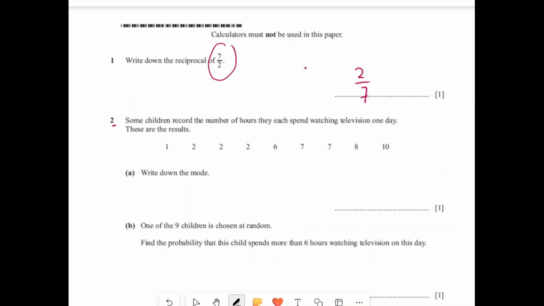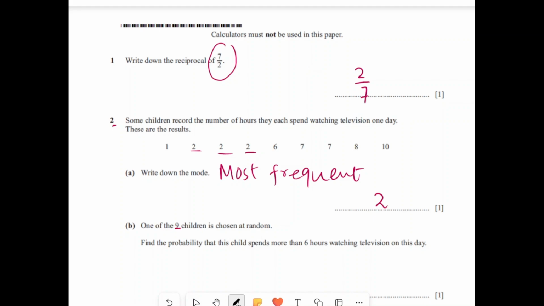Question number 2 says, some children record the number of hours they each spend watching television one day. These are the results: 1, 2, 2, 2, 6, 7, 7, 8, 10. Write down the mode. Mode is the most frequent value. In the data set, I can see 2 is appearing thrice, 7 twice, and 8, 6, 1 and 10 appear only once, so its mode will be 2 because it is repeating 3 times. And no digit is repeating other than this.